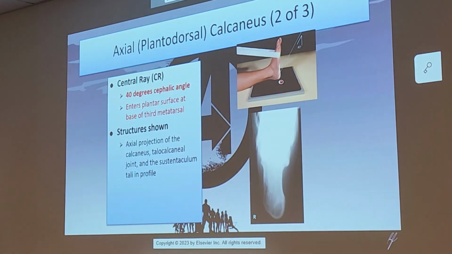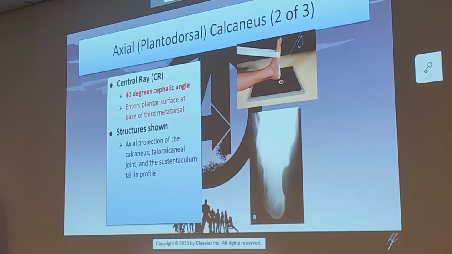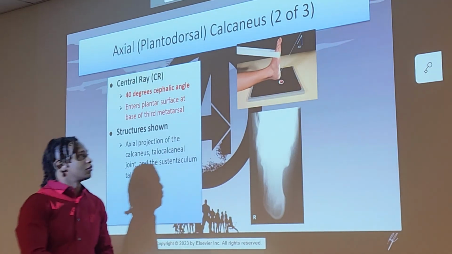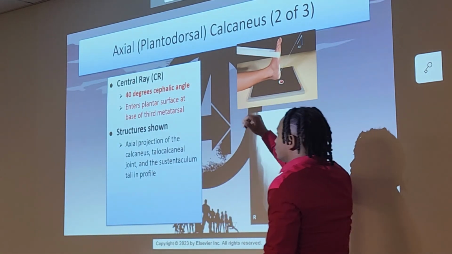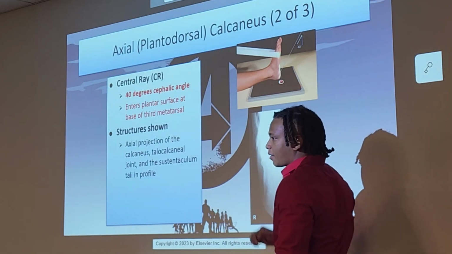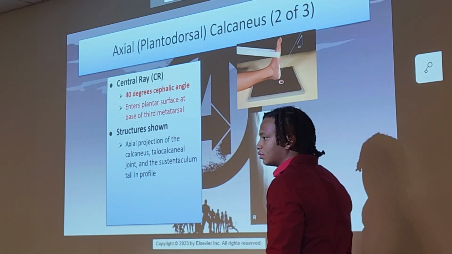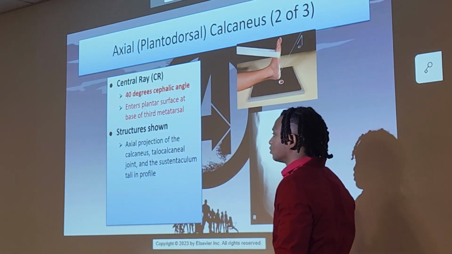You said it's going to enter between the malleolus. The central ray enters the base of the third metatarsal, which you're not really going to see or be able to palpate, but that's ultimately where it should be.